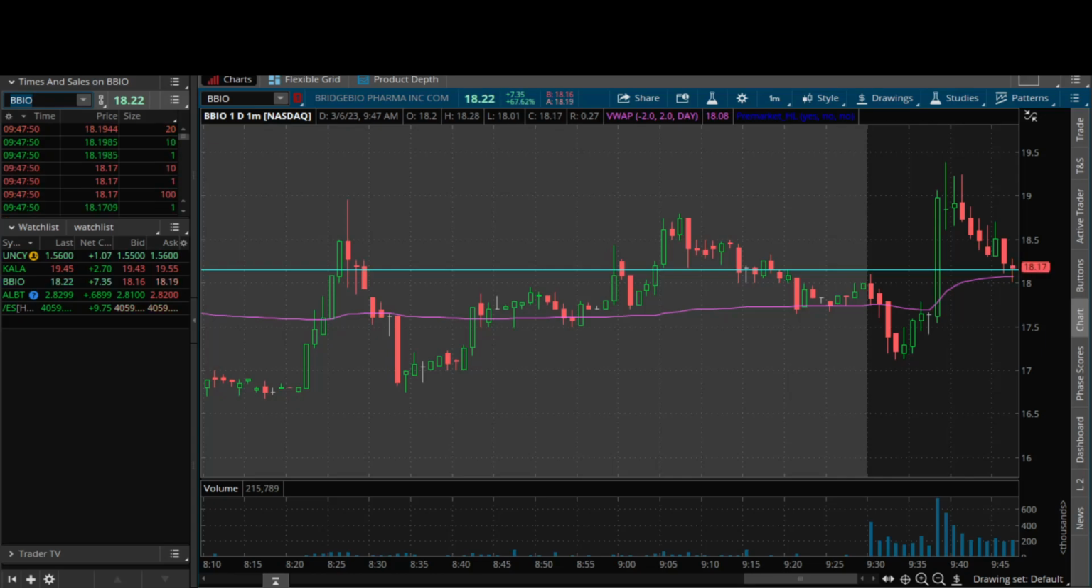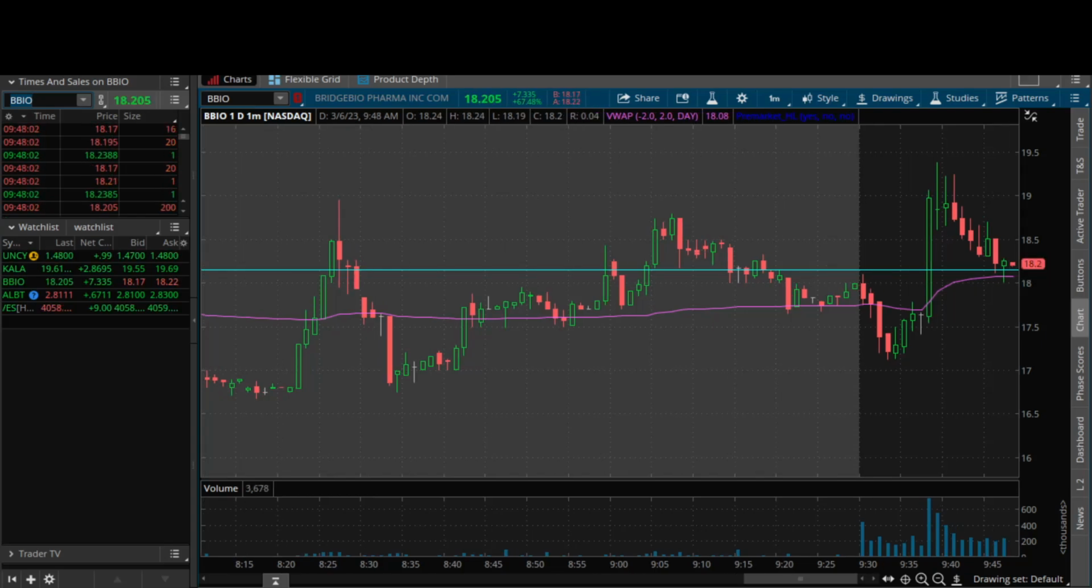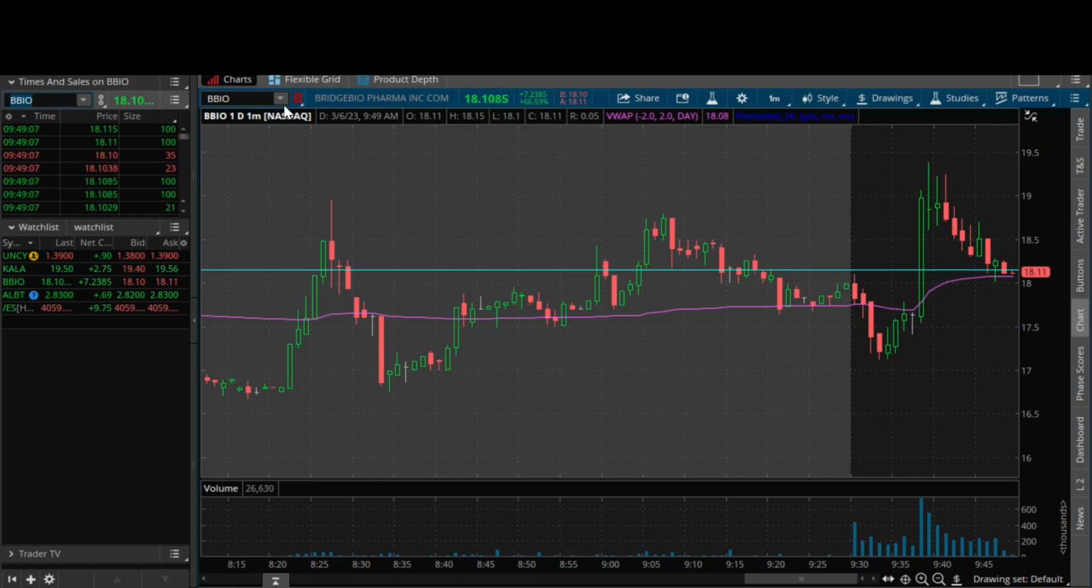Let's see if it can continue. We want to see it respect this level. I like it. I like that it respected it right there on that last 1 minute. All right, looking good. All right, so I'm sending BBIO at the moment for anybody that missed it. Just letting this thing work right now. This is where I got my focus currently.